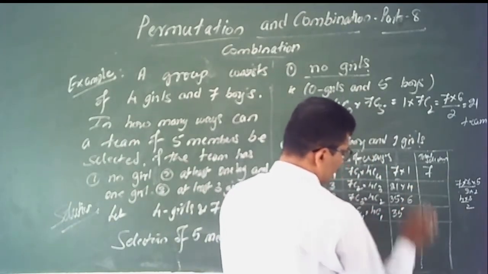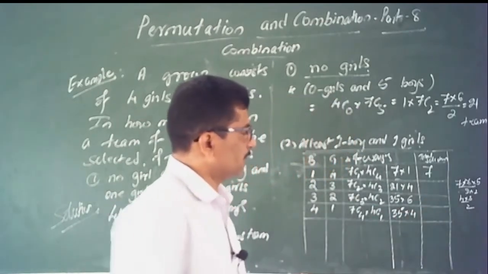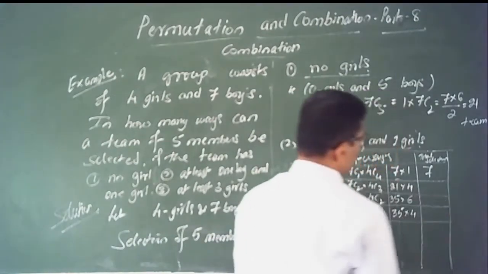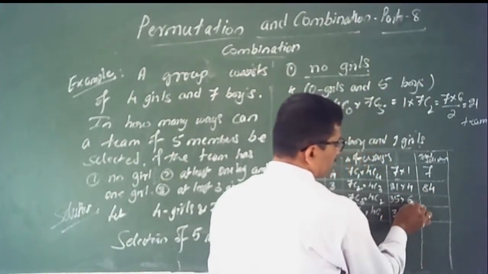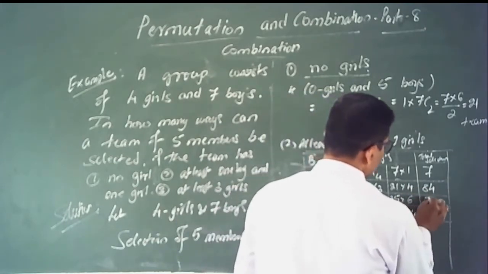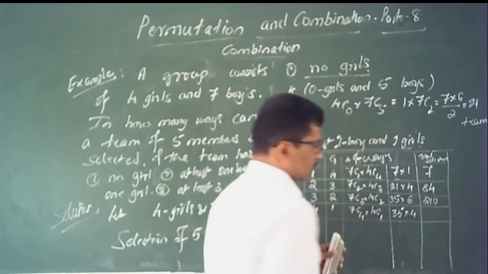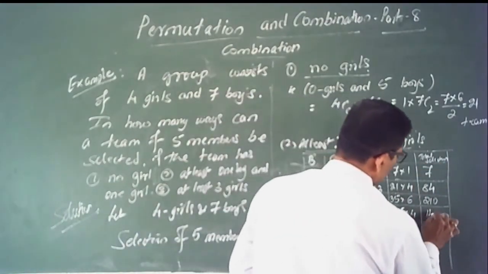Its value is 35. 4C1 is equal to 4. 4C3, then here you get its value is equal to 21 into 4, its value is 84. 35 into 6, its value is equal to 210. It's clear. 35 into 4, its value is equal to 140.